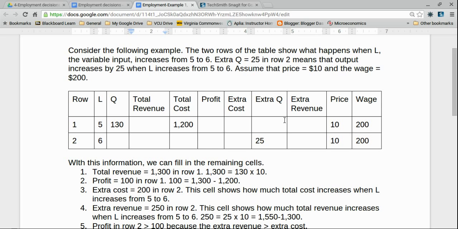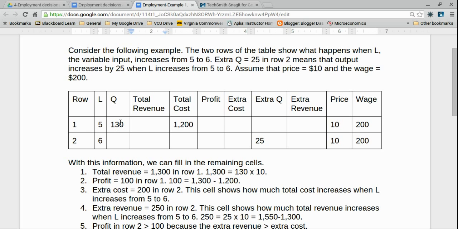Let's walk through an example and show how a firm can increase its profit when the extra revenue accrued when a firm hires another unit of an input is greater than its extra cost. Here's a simple example for a firm that can increase L from 5 to 6.